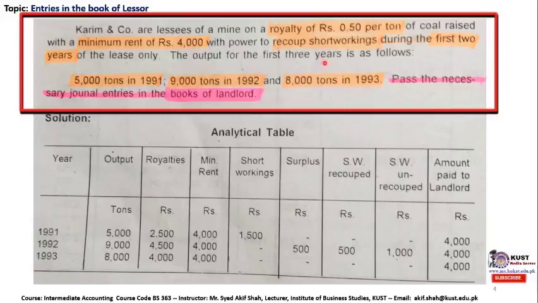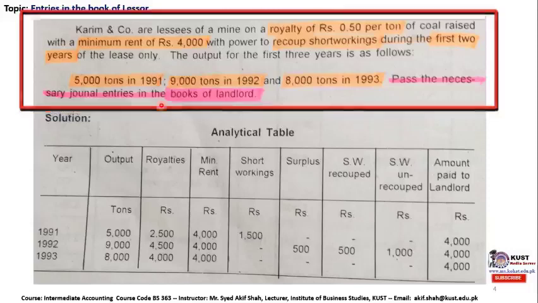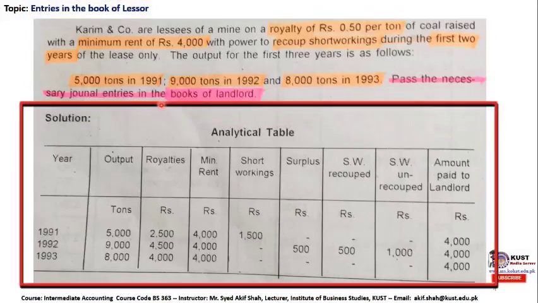The output for the first 3 years is as follows. The lessee, Karim and Company, has extracted 5,000 tons in 1991, 9,000 tons in 1992, and 8,000 tons of coal from this mine in 1993. And the question, as highlighted in pink, asks us to pass the necessary journal entries in the books of the landlord. So in order to solve this, as recommended in the points to ponder, one should make an analytical table as mentioned below.